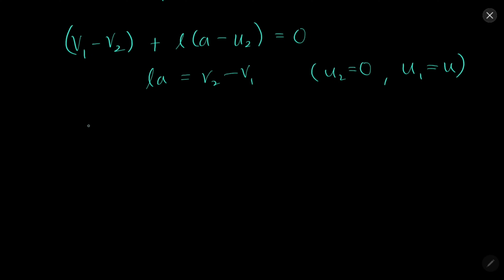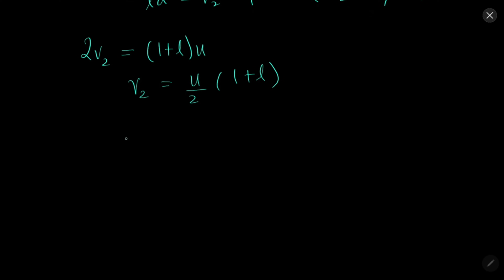So by this 2v2 equal to (1 plus e) into u. So v2 will be u by 2 (1 plus e), and v1 will be u minus u by 2 minus u by 2 e, and further simplification u by 2 (1 minus e).